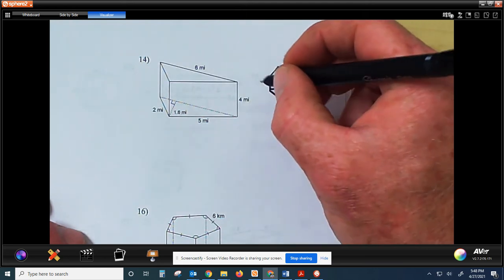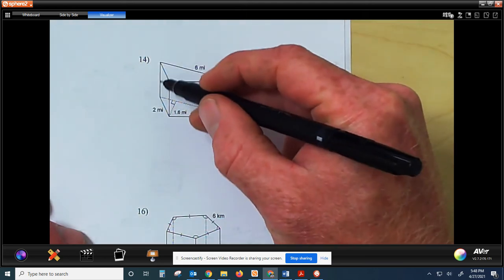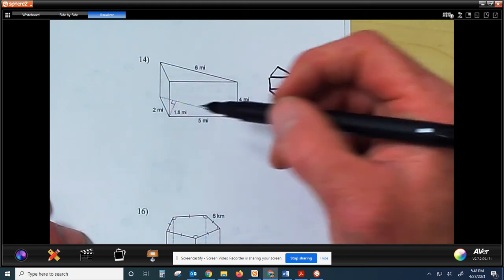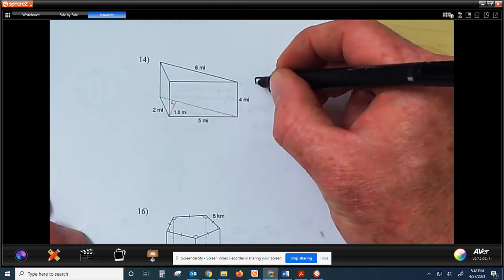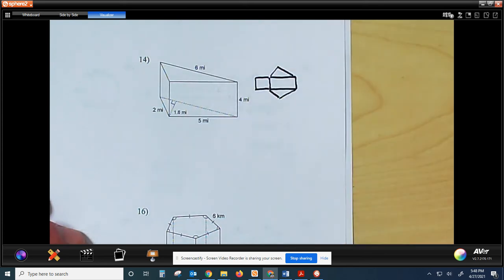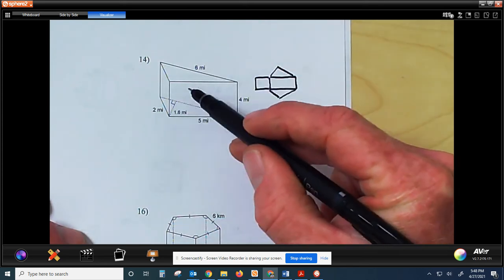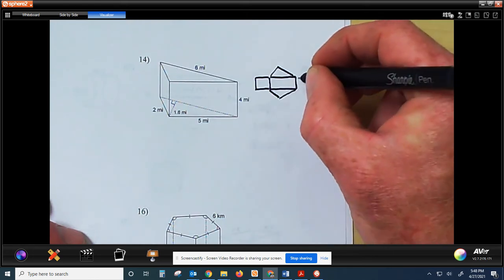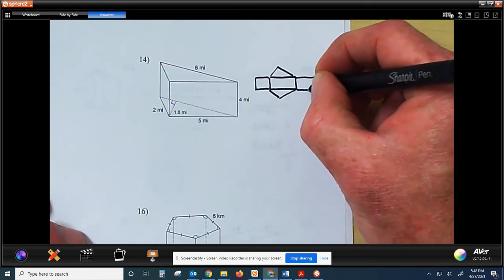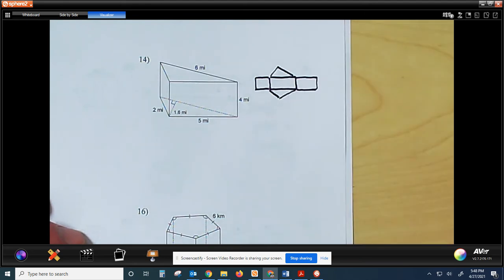Okay, so I'm going to add this piece, 2 by 4. There is a rectangle there. And this front of the triangular prism goes here. There is a picture of the net.